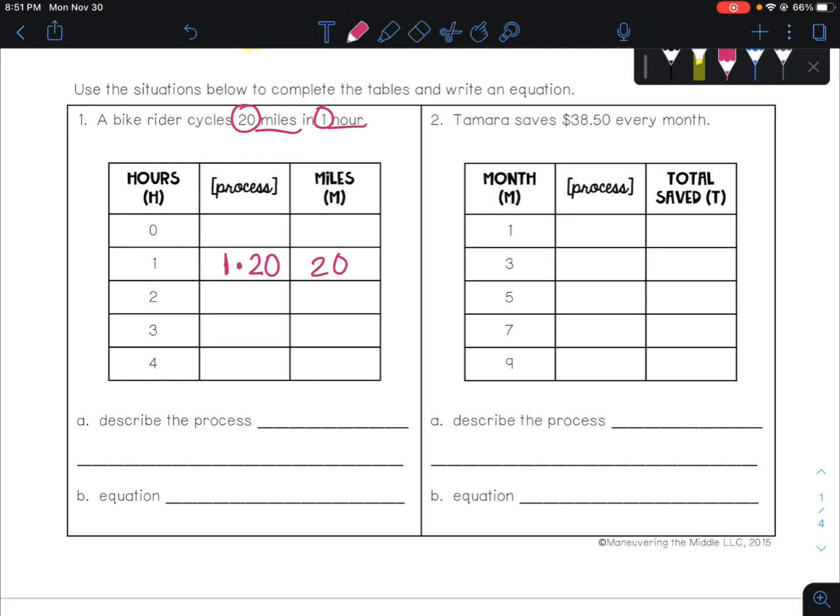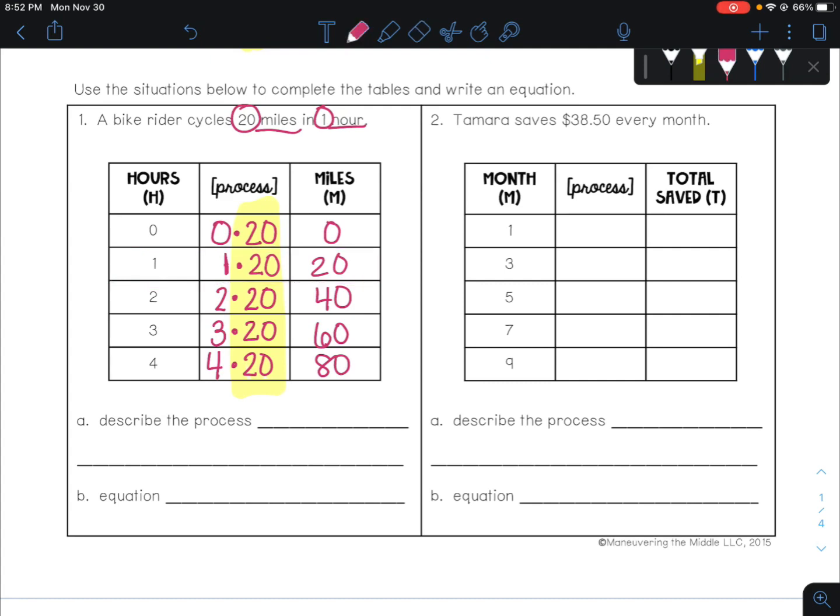So follow that same pattern. Now it's 2 times 20, which is 40. The next one would be 3 times 20, which is 60. 4 times 20, which is 80. And then whenever you have a 0 row, just do the same thing. 0 times 20 is 0. Why did we do times 20 for all of these? Well, because we had to follow the process of our original ratio, which was 1 hour, 20 miles. And to get between those, it's times 20.